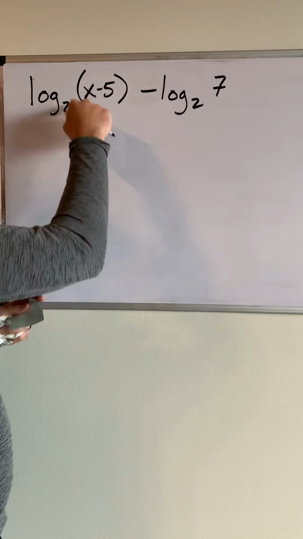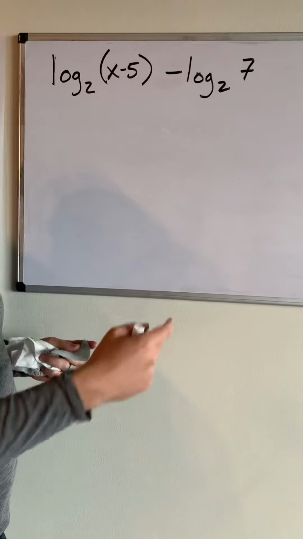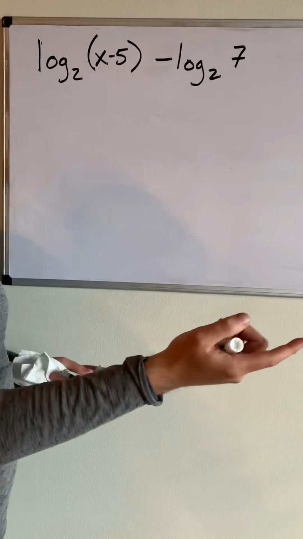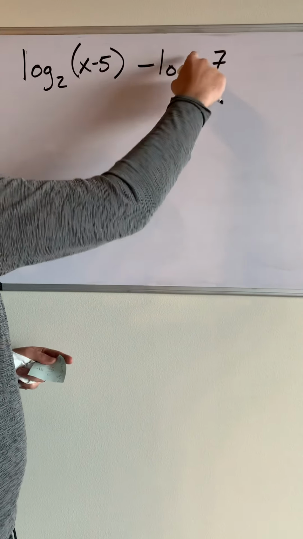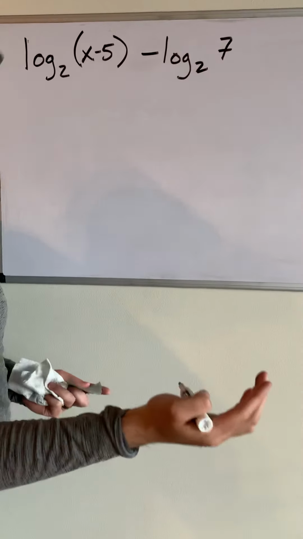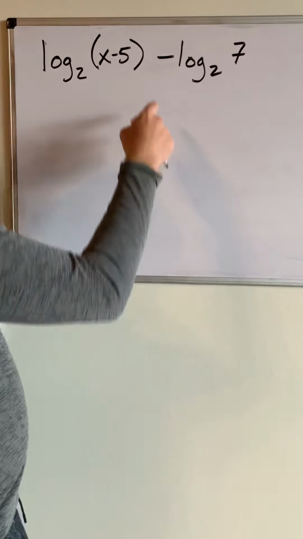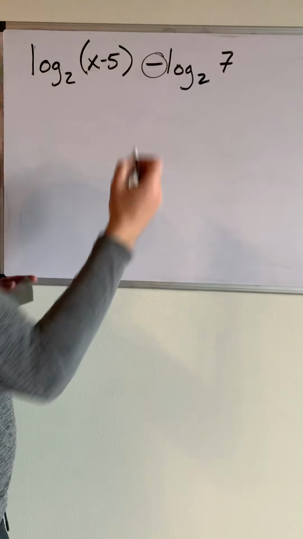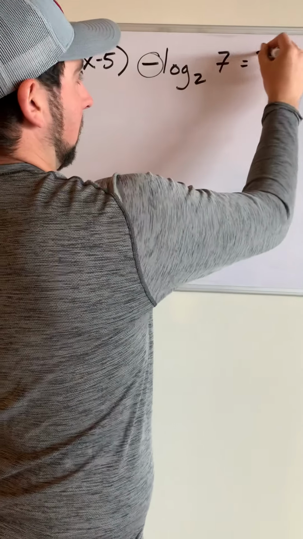So if you see parentheses like this, they're all together. For it to be split up into division, each one of these has to have a log. So this has a log altogether, and this has a log. This 5 doesn't have a log. Okay, so these are together. All right, here we go. So I see a subtraction, which tells me this whole thing equals 3.